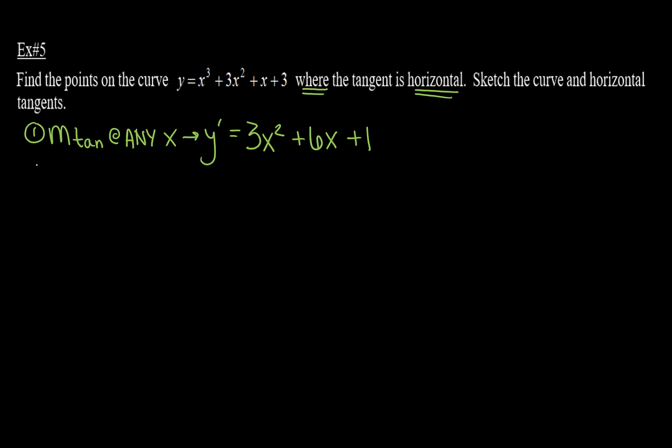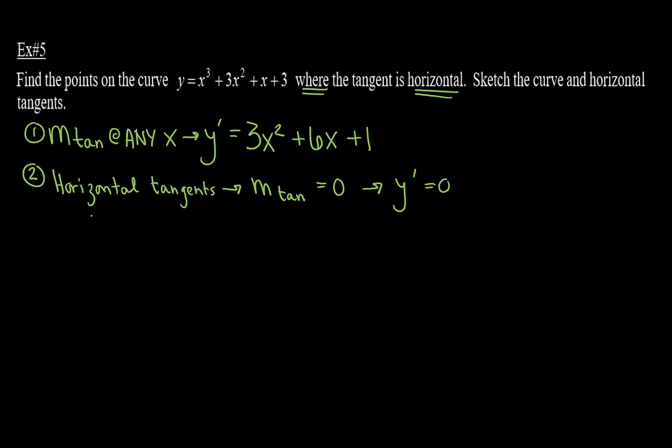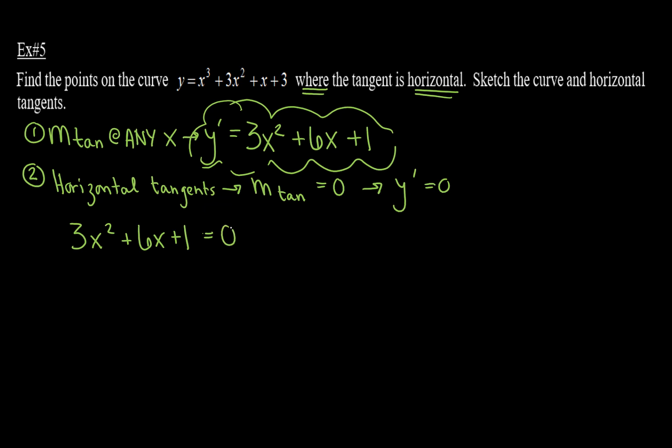All right, so I found the slope of the tangent at any value x. Now I need to remember for horizontal tangents, that's when the slope of the tangent is equal to 0. So that means that y prime is going to equal 0. And in this case, since I just found y prime, I'm going to set that equal to 0. So I'm going to say, okay, 3x squared plus 6x plus 1 equals 0.